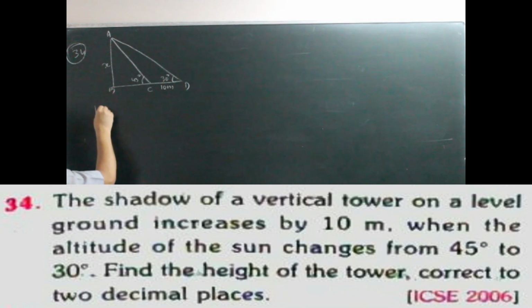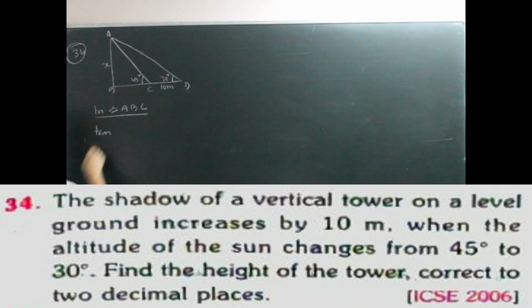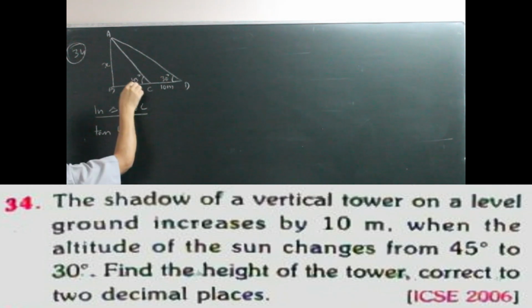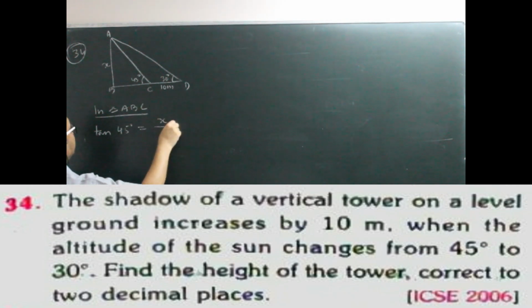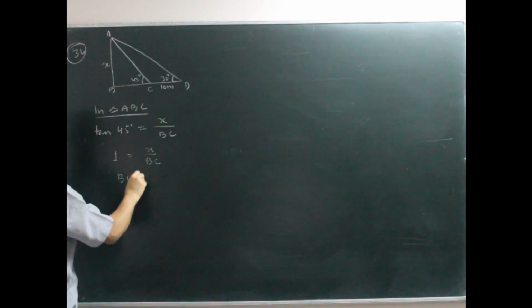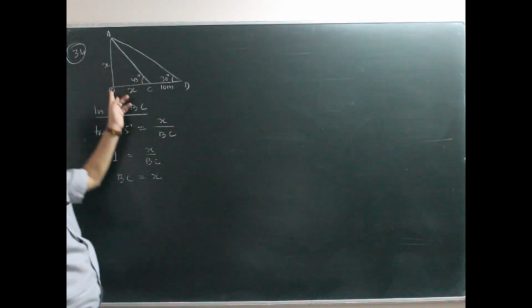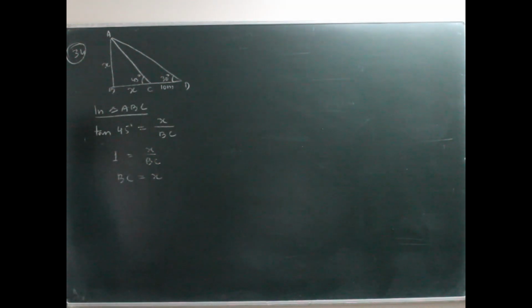So you start first with the small triangle. In triangle ABC, tan 45 degree is equal to perpendicular by base. Base is BC. Tan 45 value is 1 and that is X by BC. If you cross multiply, your BC value will come X. So BC value has come X. That means what was AB? What is the height of the tower? Same is this lower base also.